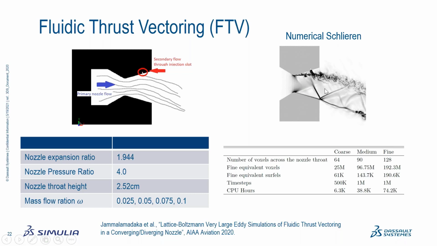We can see shock waves and expansion waves inside the jet that is appearing, and due to the ejection of the secondary mass flow, we are able to show that the jet is turning into a desired direction. In terms of resolution, we ran this case for three different levels: coarse, medium, and fine, where the numbers of cells range from 25 million up to 200 million. And the CPU hours, just to give you an idea of the cost, range from 6.3 thousand CPU hours to 72,000 CPU hours.